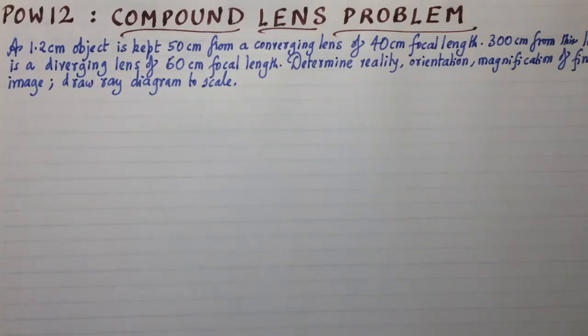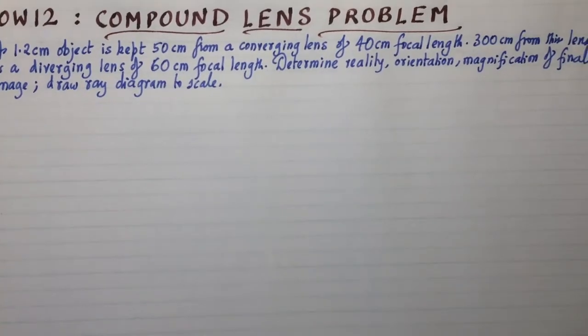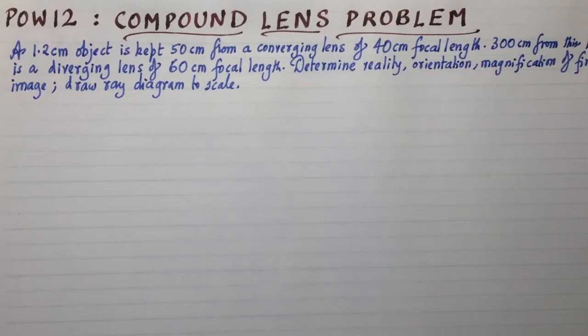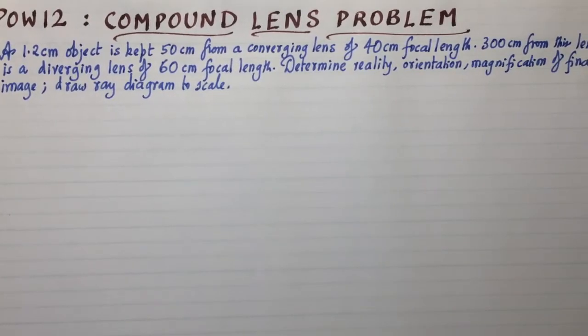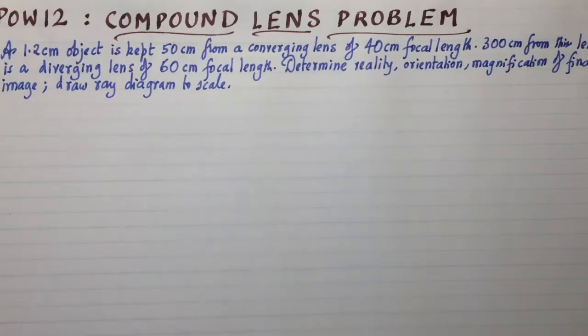So we have here a compound lens problem, which means you have two lenses. A 1.2 centimeter object is kept 50 centimeters from a converging lens of 40 centimeter focal length. 300 centimeters from this lens is a diverging lens of 60 centimeter focal length. Determine the reality, which means if the object is real or virtual, orientation, magnification of the final image, and draw a ray diagram to scale.